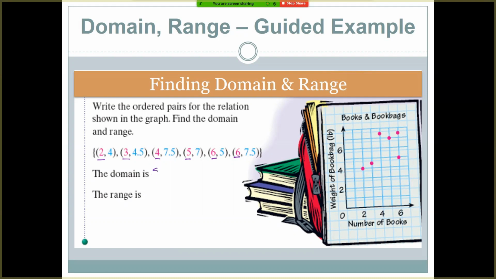One thing here is we don't list the 6 twice. So we would just say 2, 3, 4, 5, and 6. And again, since that 6 is on there twice, you do not have to list it twice.